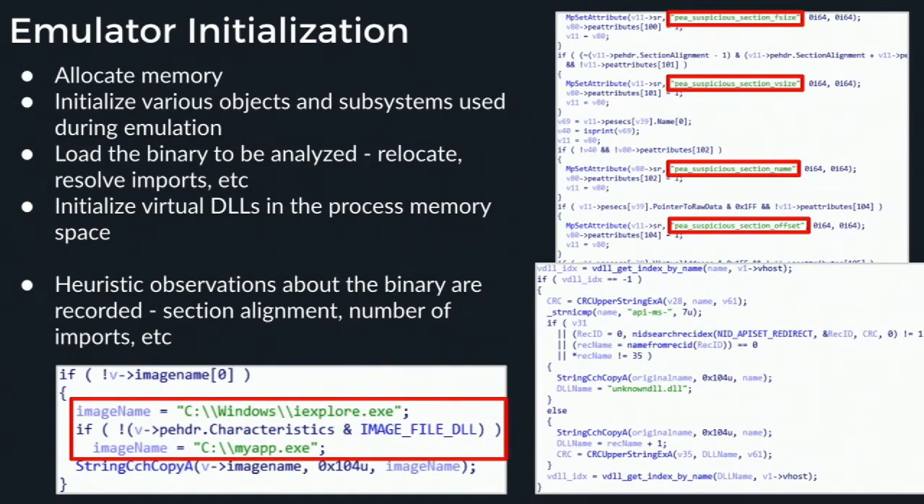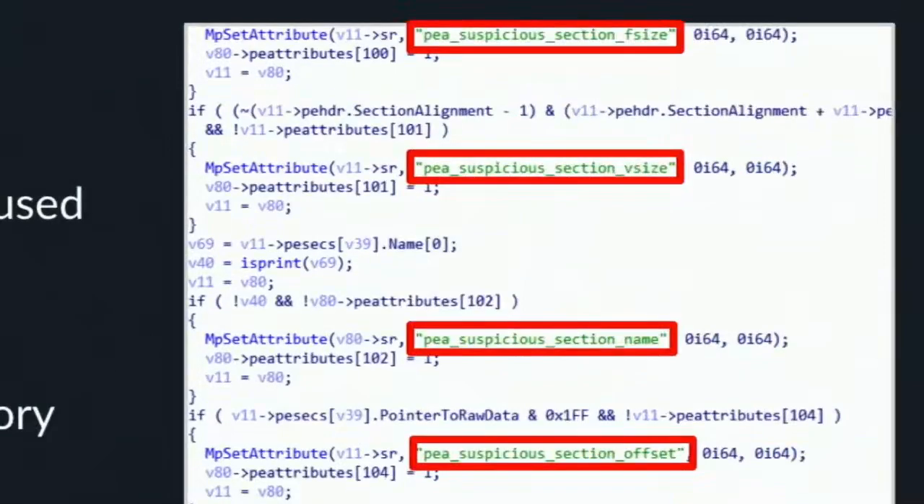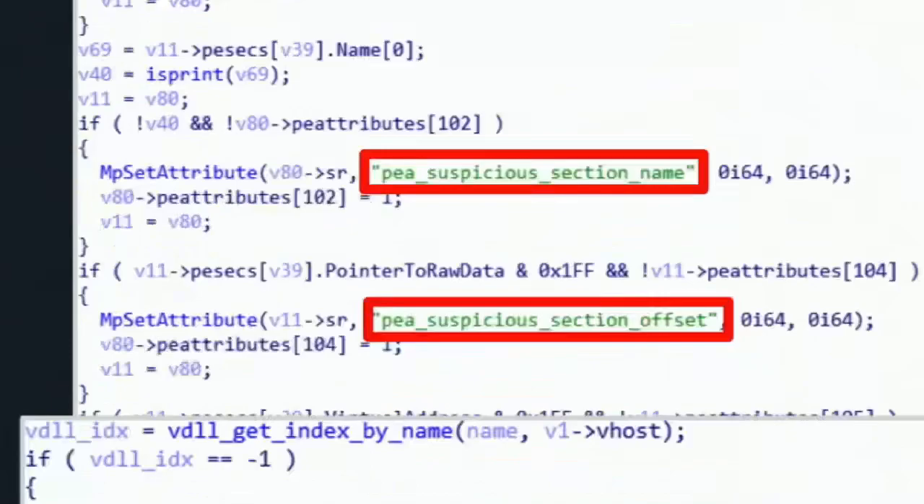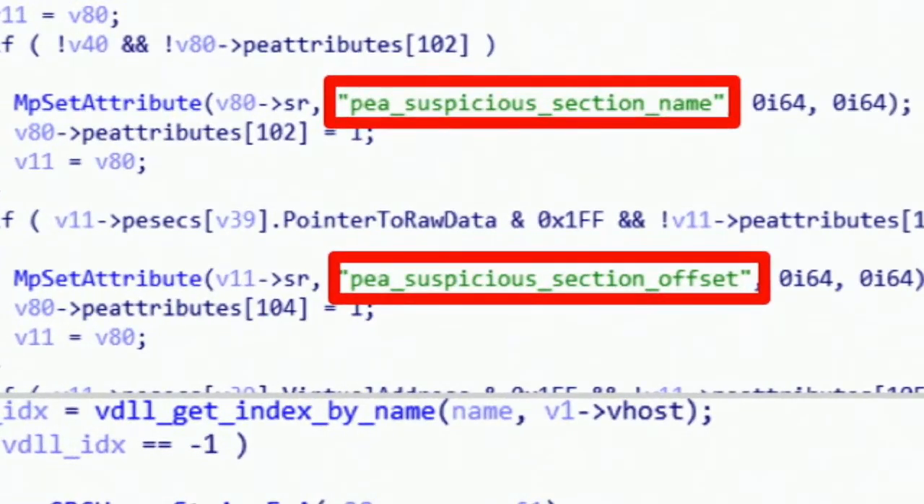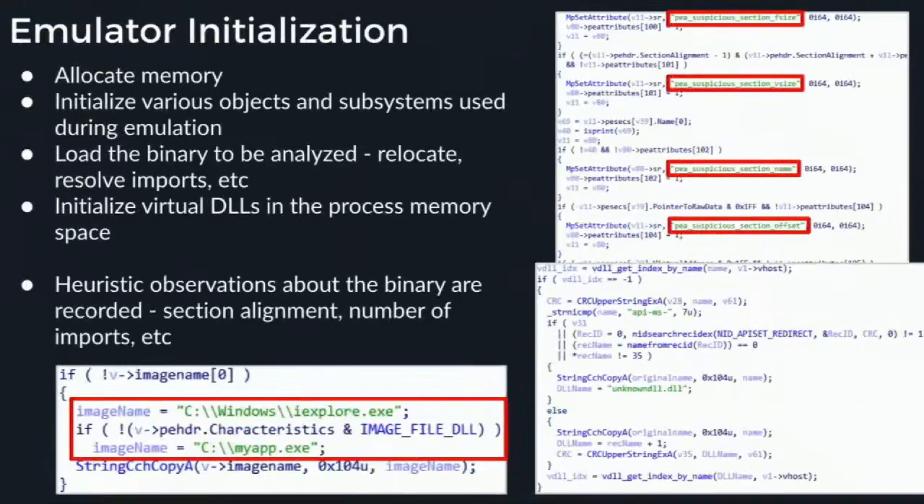And you'll actually see here on the right side of my slides some examples, like they are looking for, say, a suspicious section size, a suspicious section name, section offset, and so forth. They're collecting heuristic observations about the binary during the loading process. And then they're also going to resolve imports to what they call VDLLs. Just like on real Windows systems, you have DLLs. In Defender, you have virtual DLLs that provide emulation of the Windows API.